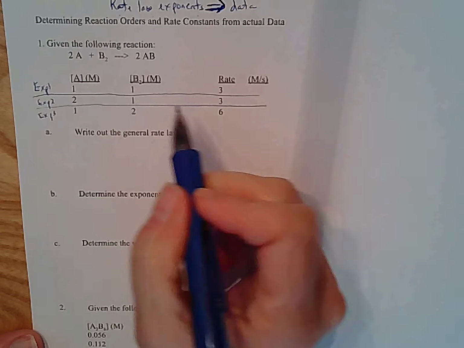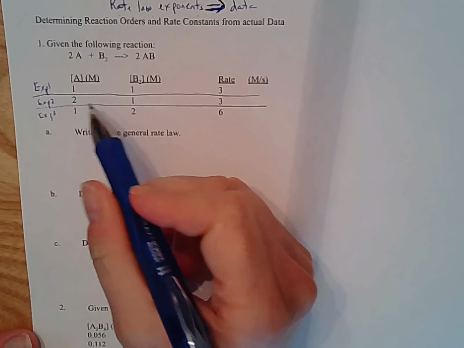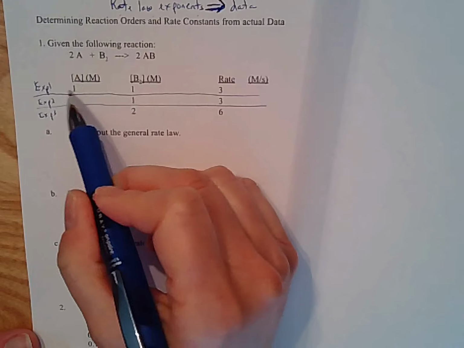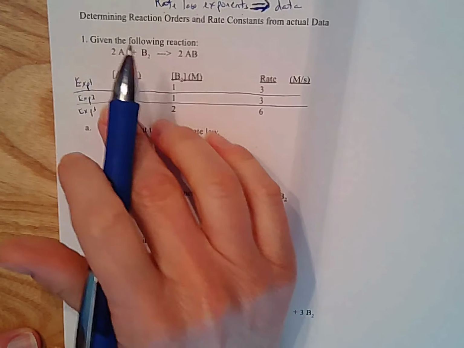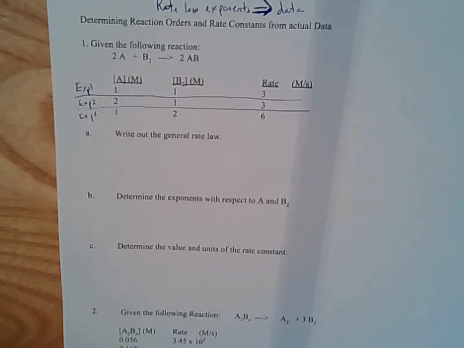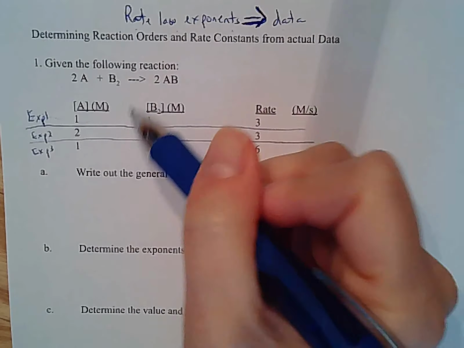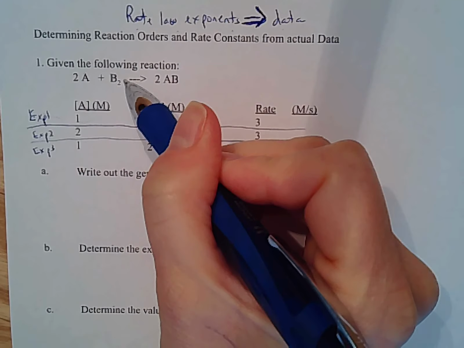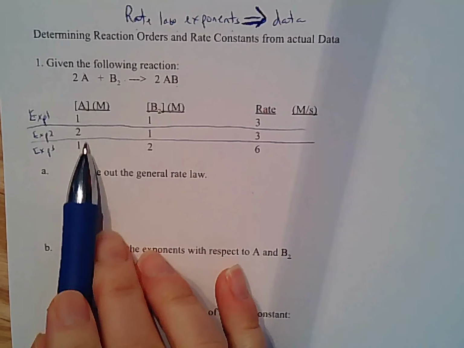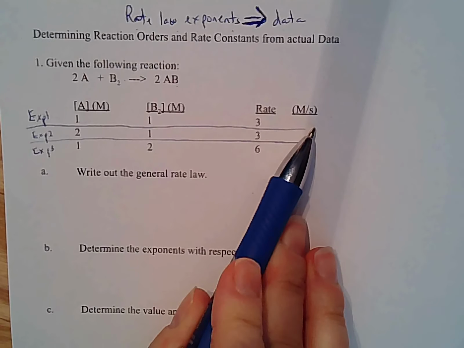So what I'd like you to do, if you haven't printed this off, is pause the video and print off this data set. And if it makes it more comfortable, you might want to make it a table. Over here, what I've written is experiment 1, experiment 2, and experiment 3. And we have a series of data for us to take a look at. So I have 2A plus B2, as a diatomic, goes to 2AB. I have different concentrations of A, different concentrations of B, and this is my rate, molarity over seconds.